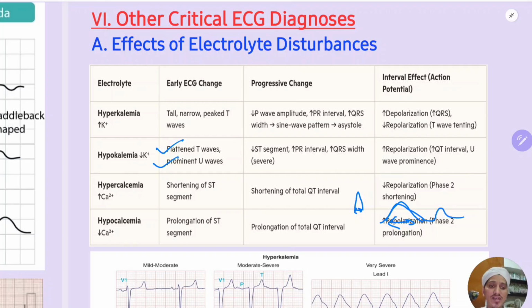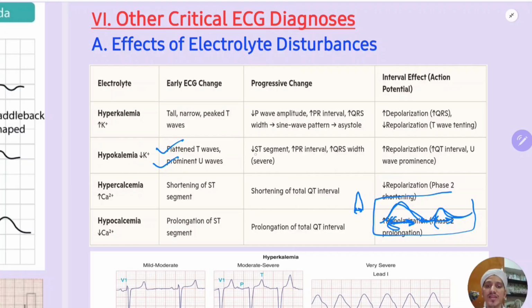What do these U waves represent? U waves represent the repolarization of Purkinje fibers and papillary muscles. In a normal ECG you are not able to appreciate this because the repolarization is comparatively fast, but because repolarization is prolonged, you are able to see the repolarization of papillary muscles and Purkinje fibers. That's why you will see a prominent U wave in hypokalemia. So these two will be the earliest signs: broad and flattened T waves and prominent U waves.